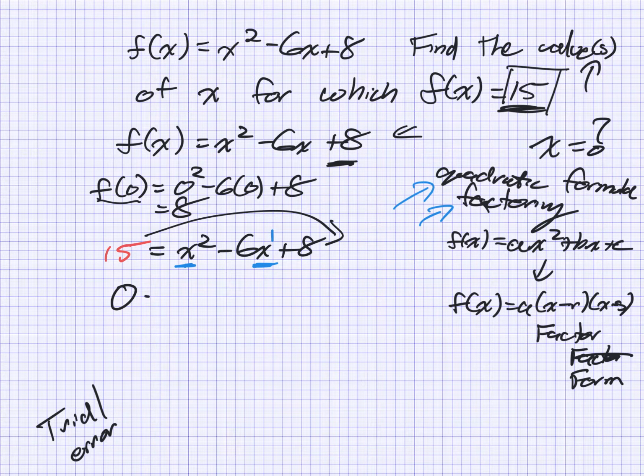Normally what you might do here is you'd bring 15 to the other side. So this side is equal to 0. You'll get x squared minus 6x plus 8 minus 15. Okay. And 0 is equal to x squared minus 6x minus 7.